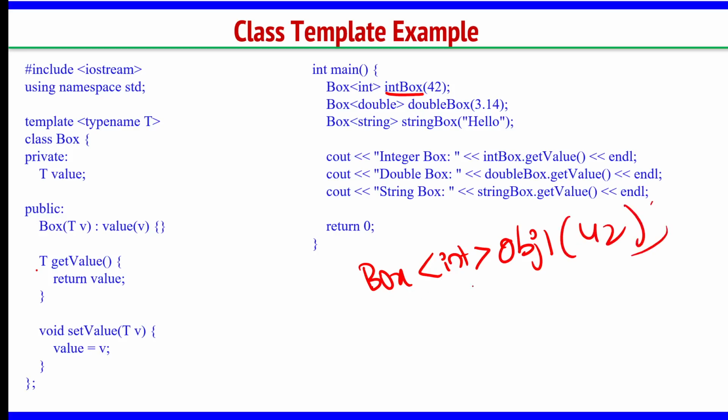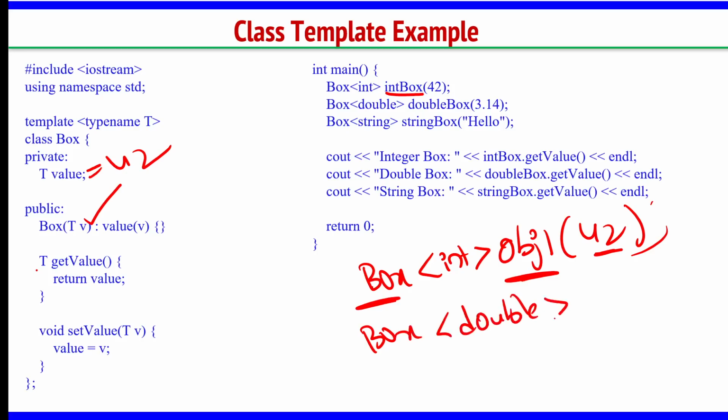So, when I create an object for the Box class, when I create an object obj, this default parameterized constructor is executed. What value am I sending? 42. So, this value contains 42. Same way, I am creating another object for class Box of type double, this time double obj 2 with 3.14. Same way, string with hello. These three are the objects of this class Box.